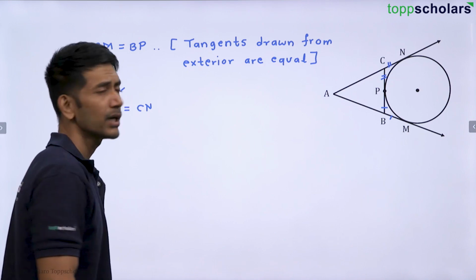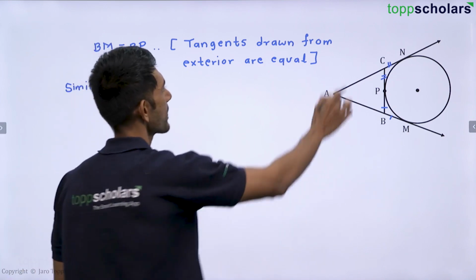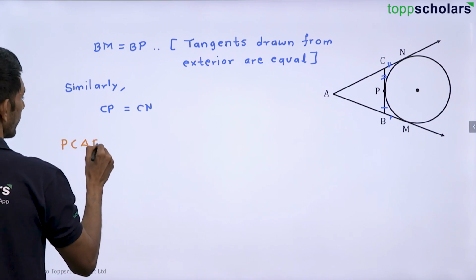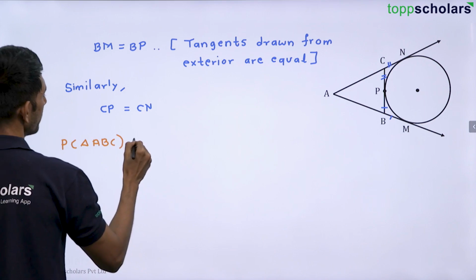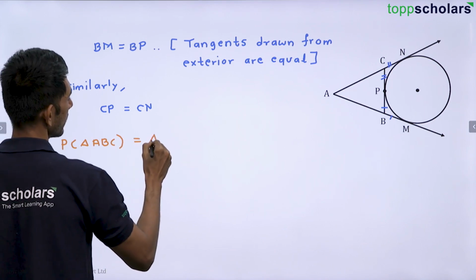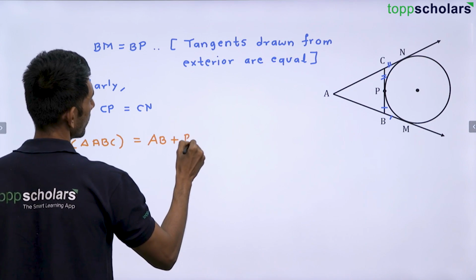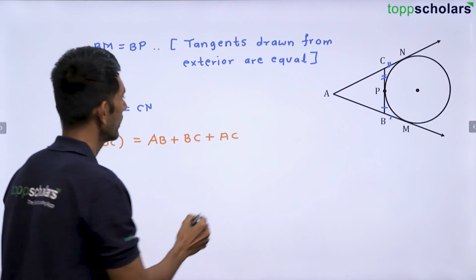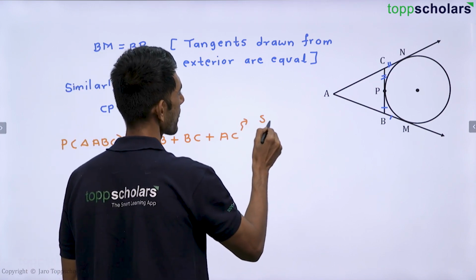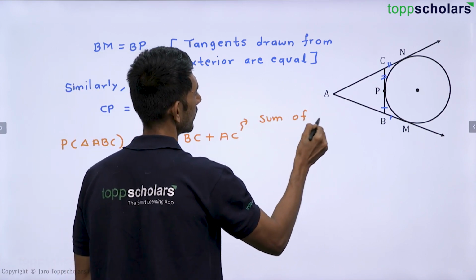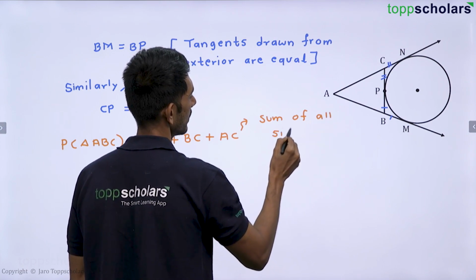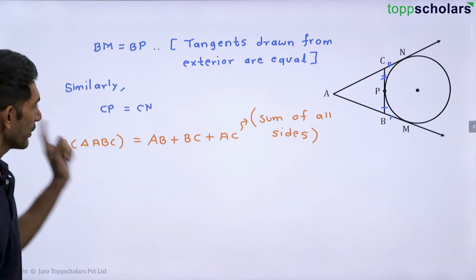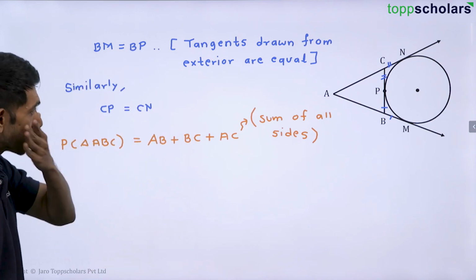Now let's talk about perimeter of triangle ABC. What is perimeter of triangle ABC? Can I say perimeter of triangle ABC is nothing but AB plus BC plus AC, correct? This is nothing but sum of all sides. So I'm keeping this statement aside because we need perimeter. I have taken the perimeter, kept it aside.